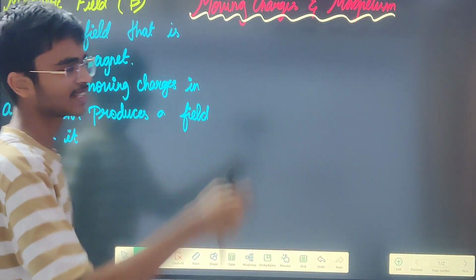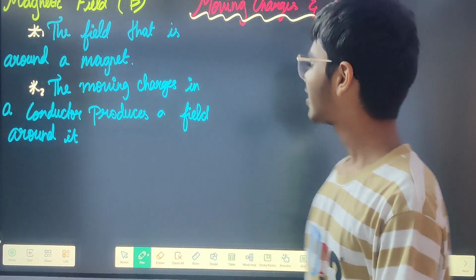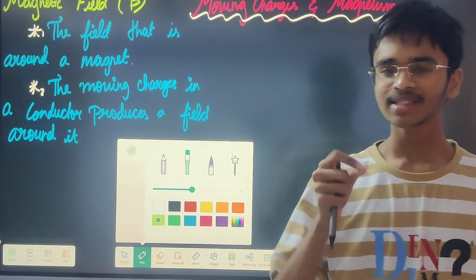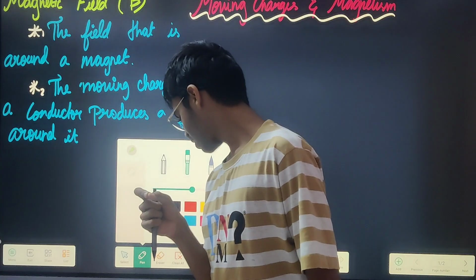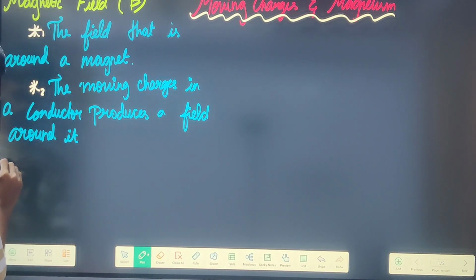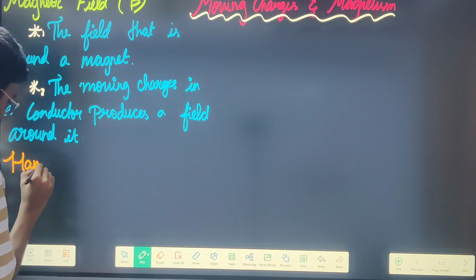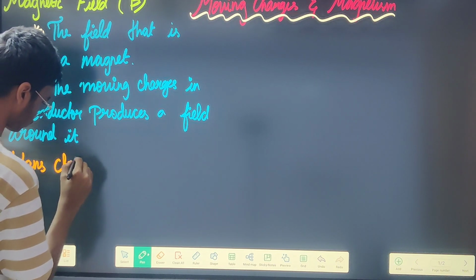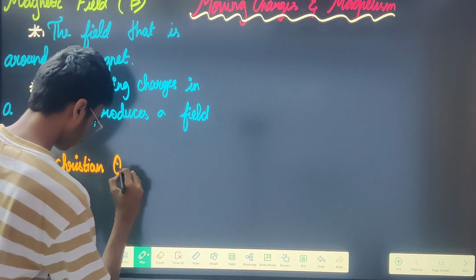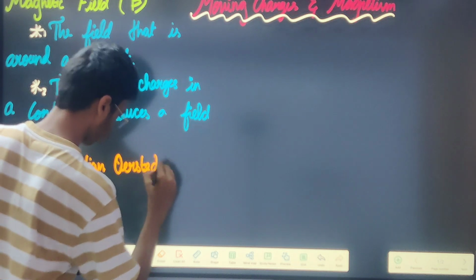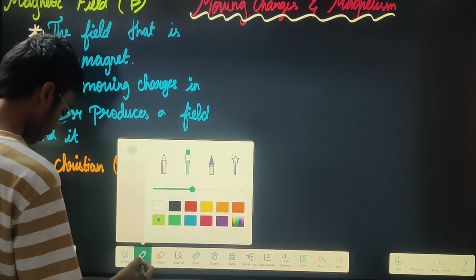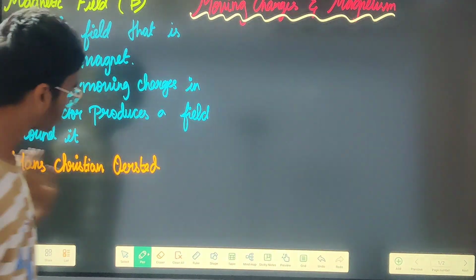Then coming to the history lesson, again we are going to start with history. The first person who observed this magnetic field is Ørsted, H.C. Ørsted. What's the full form? It's Hans Christian Ørsted. This person is the first one who observed it.